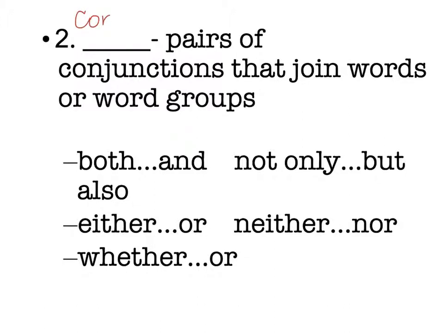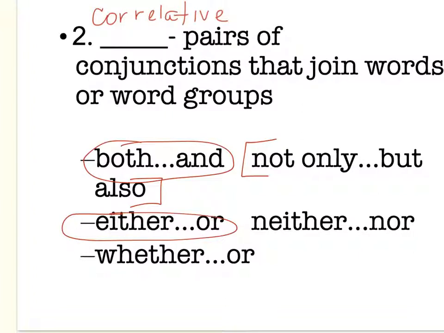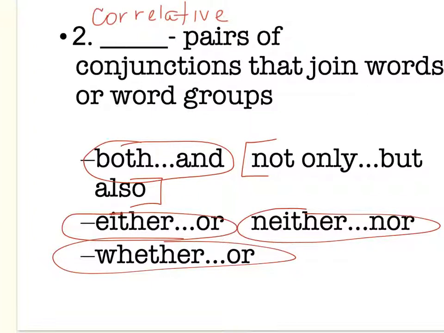Correlative conjunctions are pairs of conjunctions that join words or word groups. Remember that these have to be with their partner. The partners here are both and. Then you've got not only with, but also. Then either works with or, neither works with nor, and whether works with or.